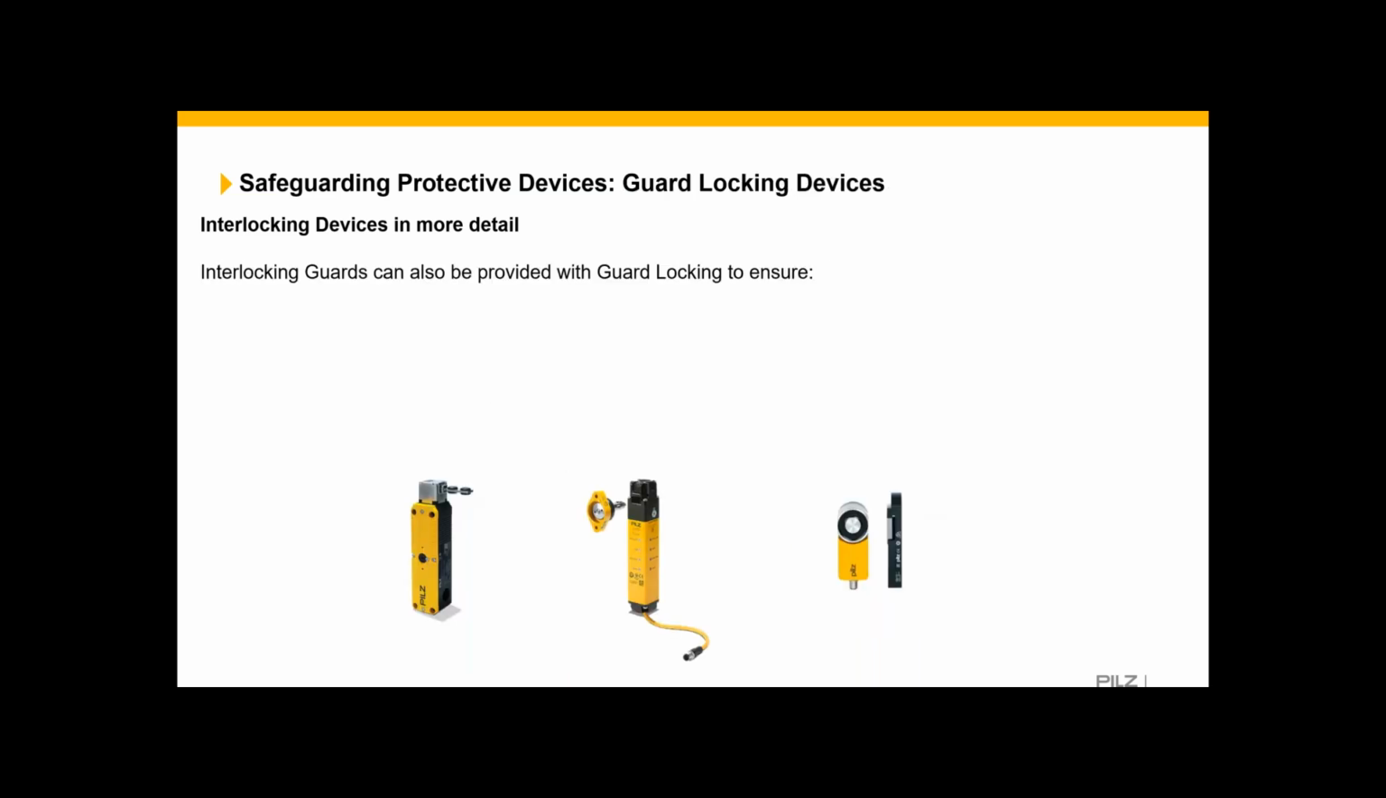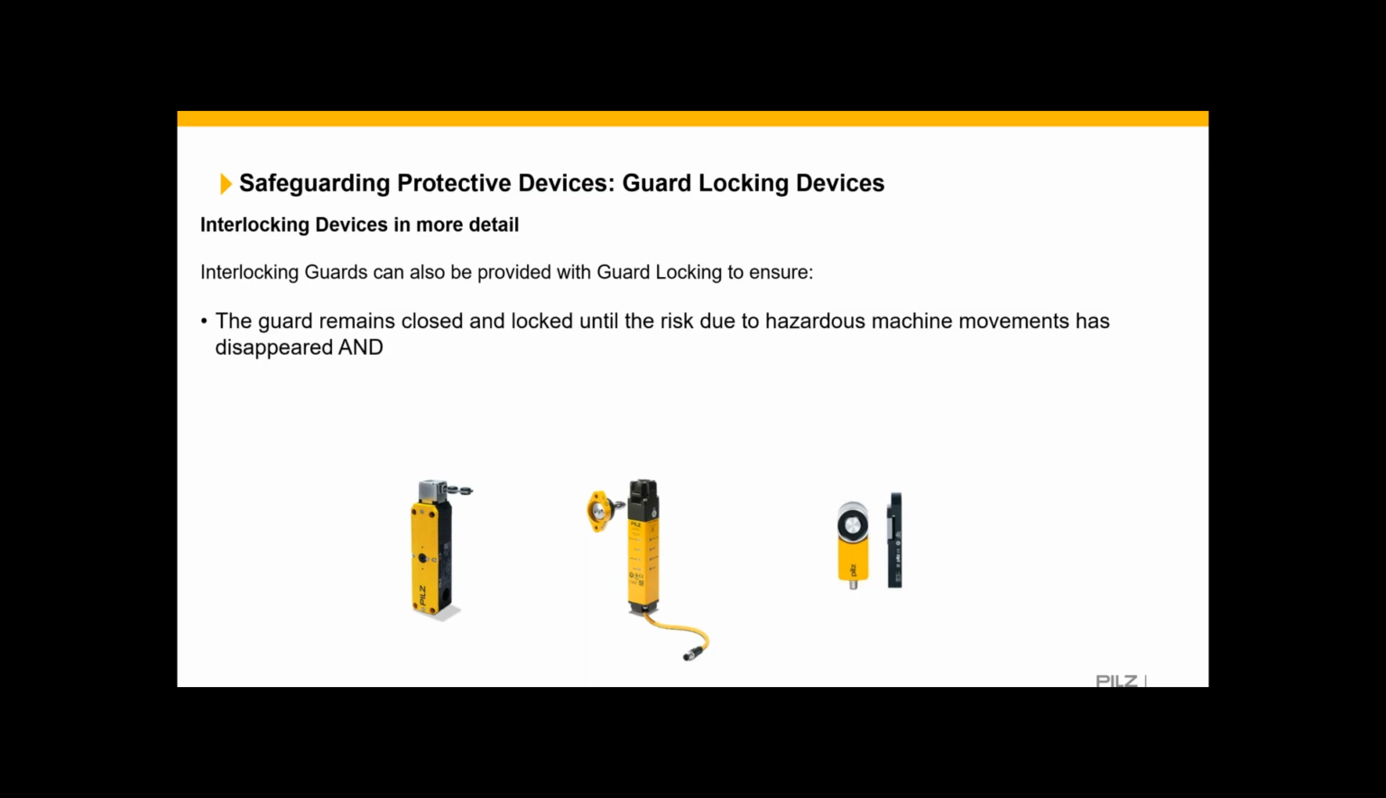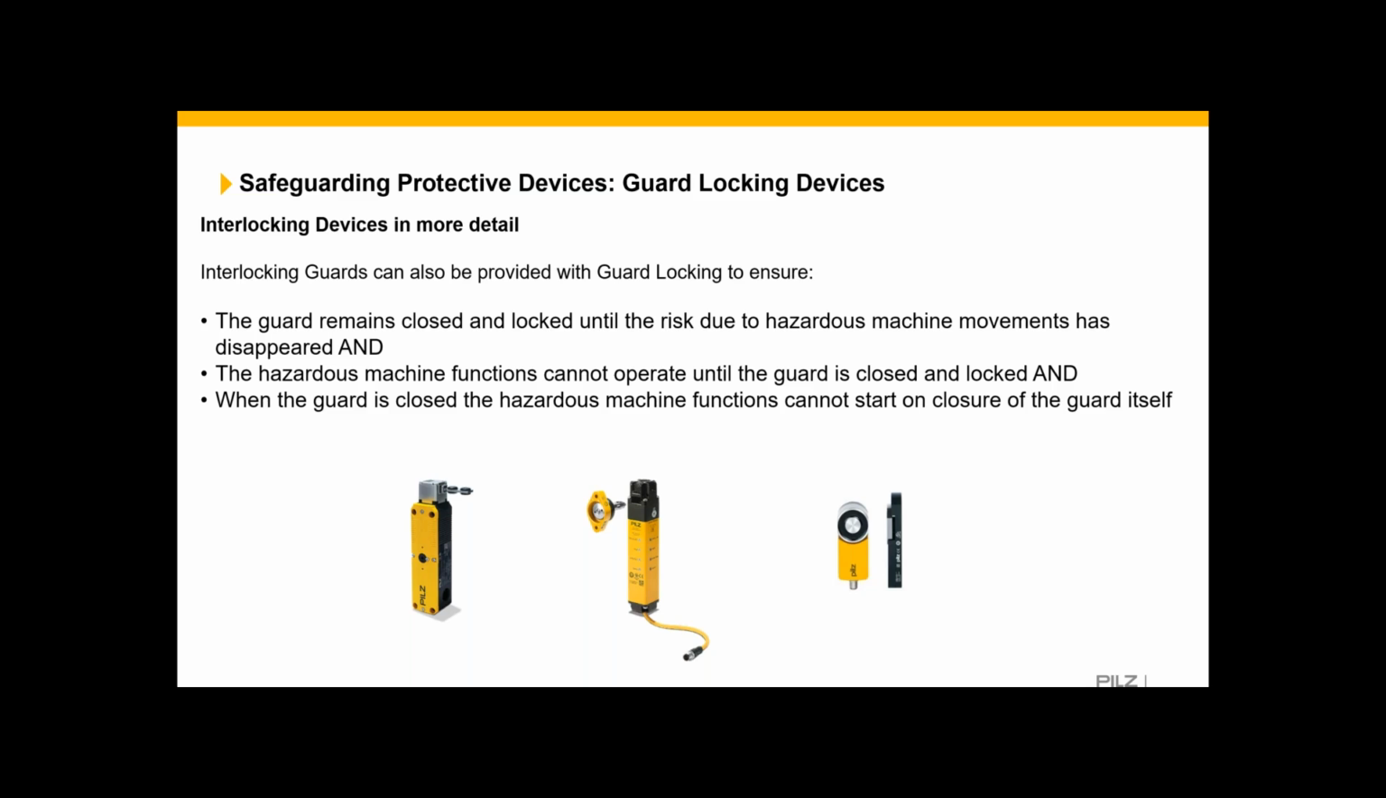We then have guard locking devices. Interlocking guards can also be provided with these guard locking devices to ensure that the guard remains closed and locked until the risk due to the hazardous machine movements has disappeared, and the hazardous machine functions cannot operate until the guard is closed and locked, and when the guard is closed, the hazardous machine functions cannot start on closure of the guard itself.